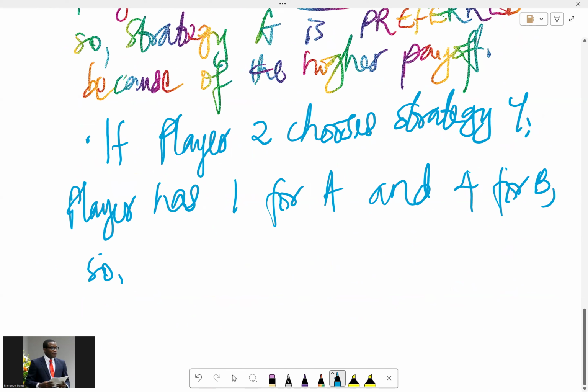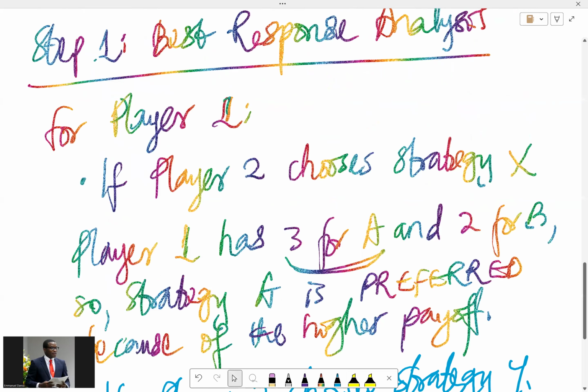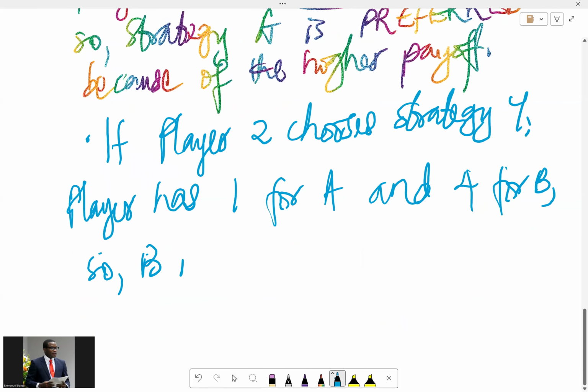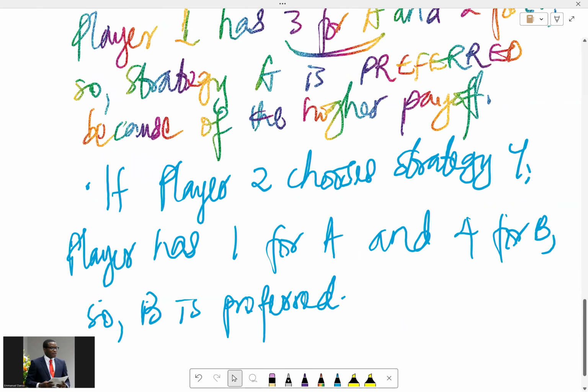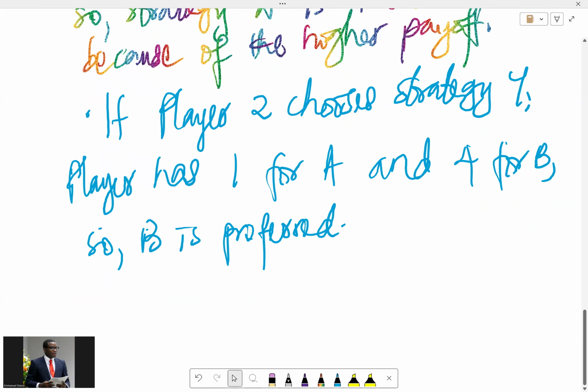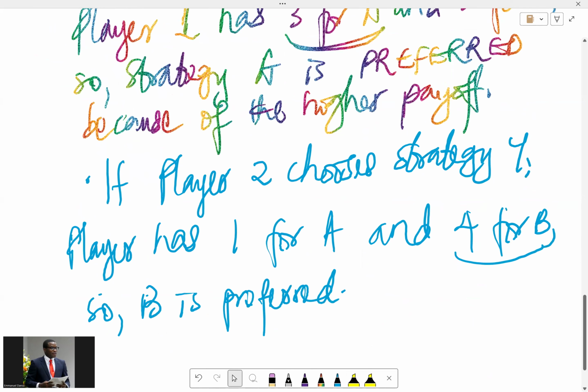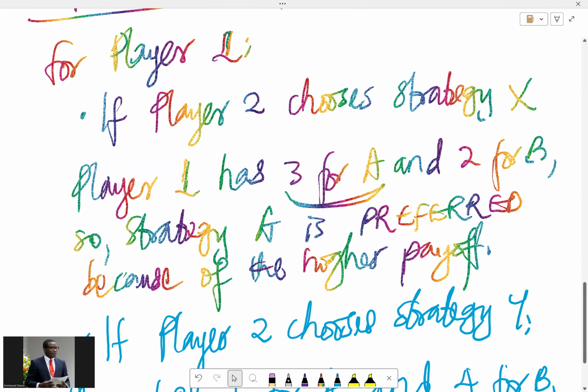So it's one for A and four for B. B is preferred in that situation. So that's for player one. Here, four for B will be preferred in that situation. So we have those two situations now.